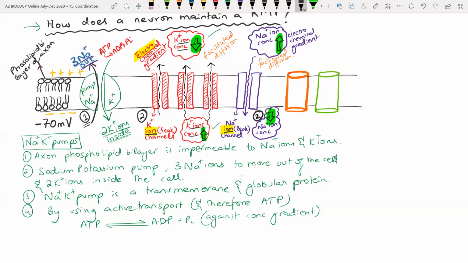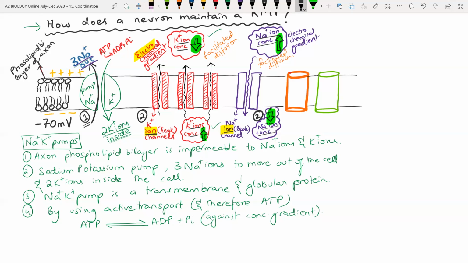And for sodium, it is the opposite. It's higher on the outside and it's lower on the inside. Therefore, they diffuse through the sodium ion leak channels into the axon, into the cytoplasm of the axon, by facilitated diffusion. What do you think? Does that clarify? Yes or no?